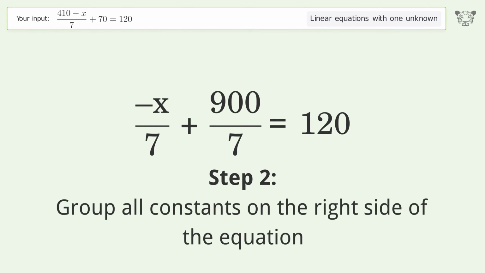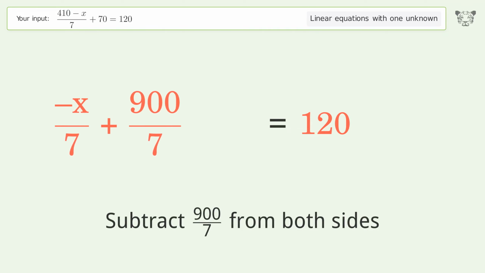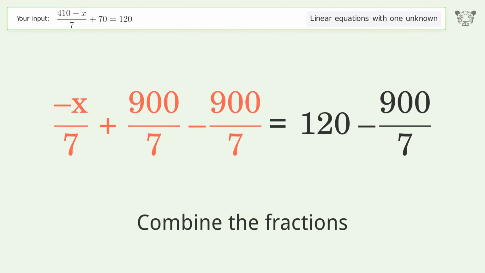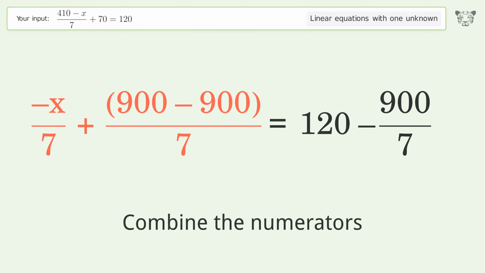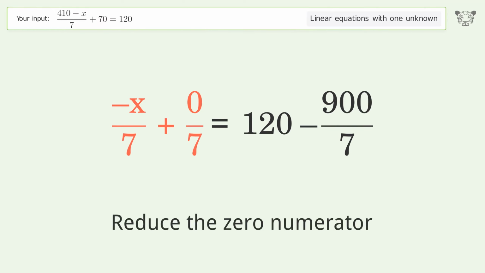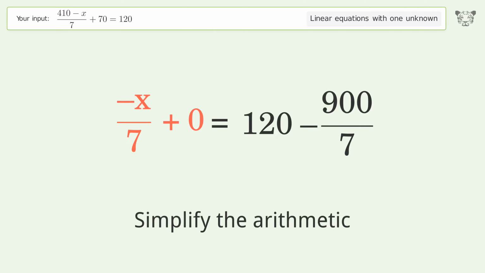Group all constants on the right side of the equation. Subtract 900 over 7 from both sides. Combine the fractions. Combine the numerators. Reduce the zero numerator. Simplify the arithmetic.